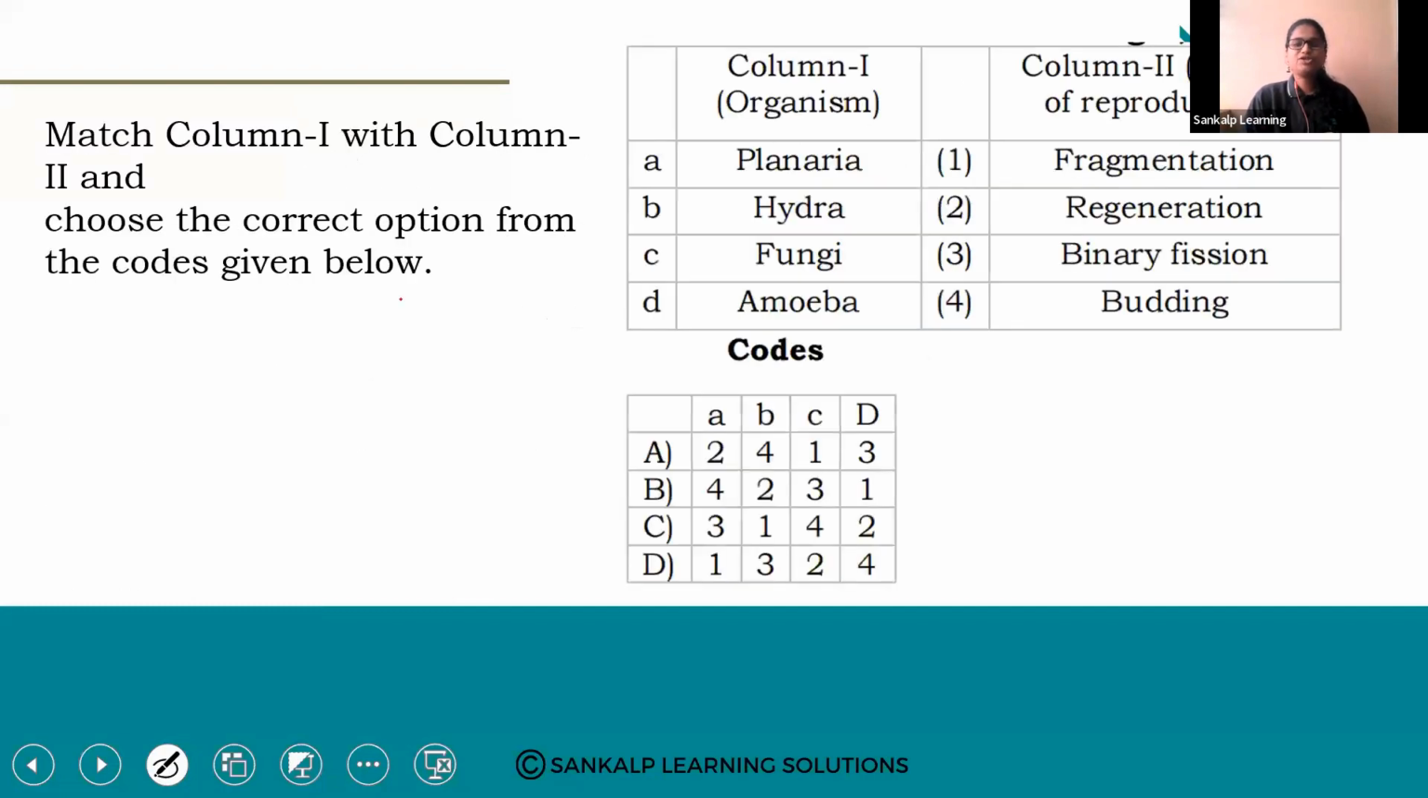Next question. Match column 1 with column 2 and choose the correct option from the codes given below. Very interesting question. Observe the columns carefully, column 1 and column 2. In column 1, you have organisms like planaria, hydra, fungi, and amoeba. In column 2, you have the method of reproduction: fragmentation, regeneration, binary fission, and budding. So you have to match the organism with their mode of reproduction.